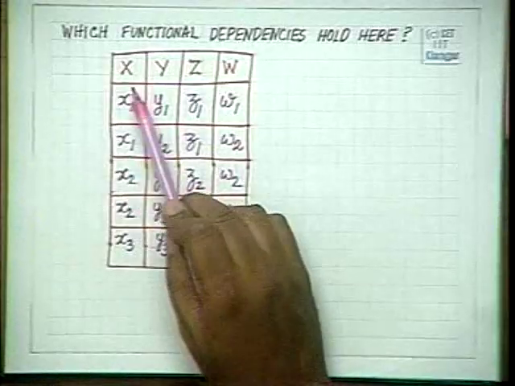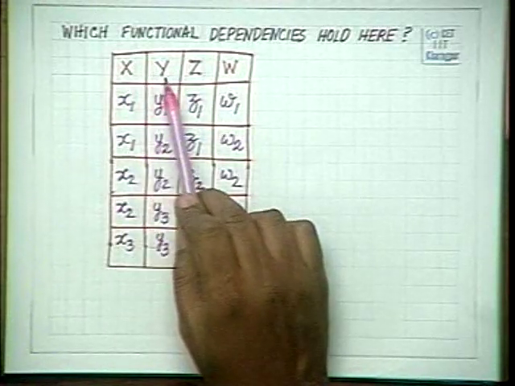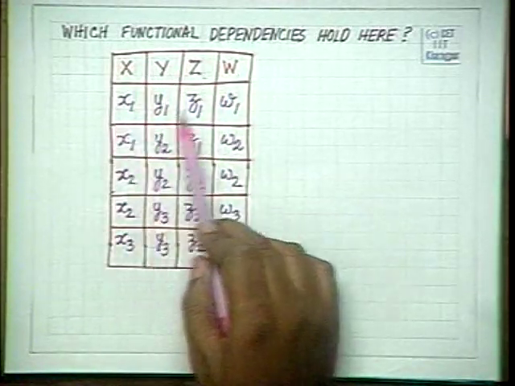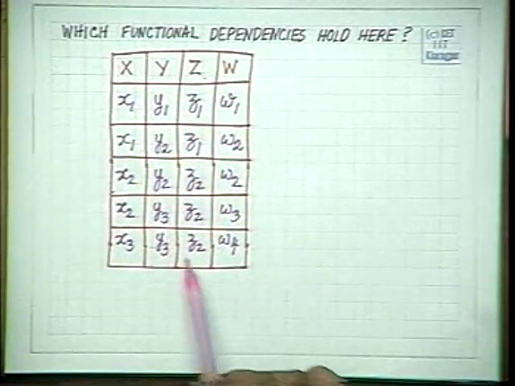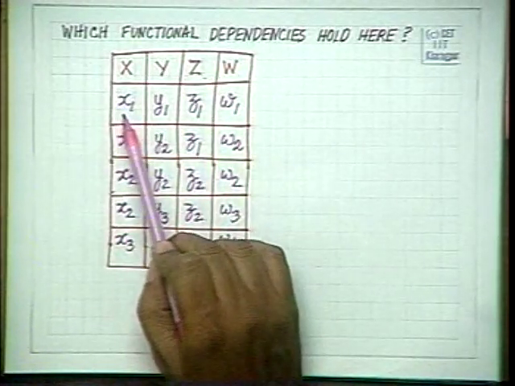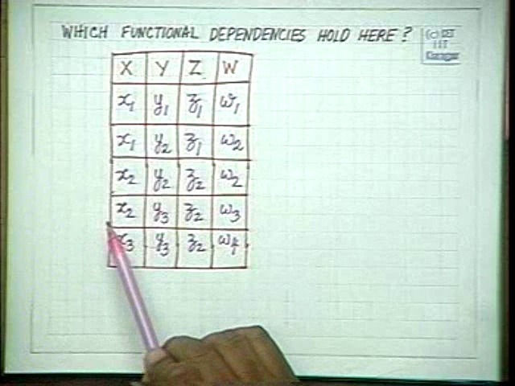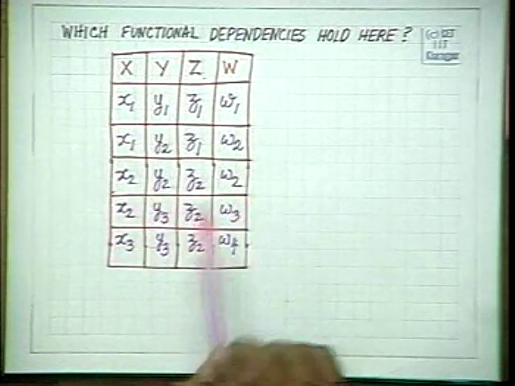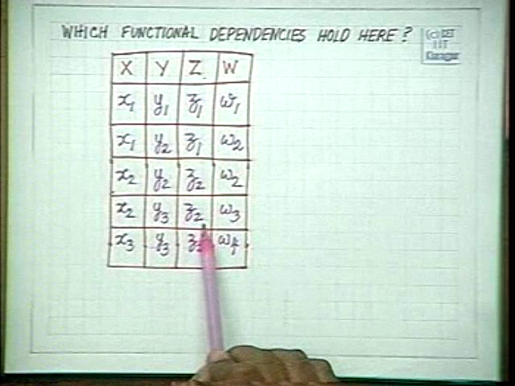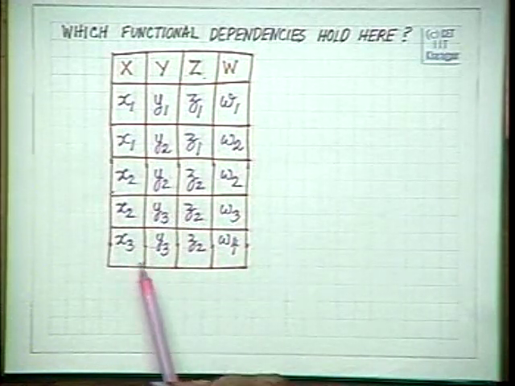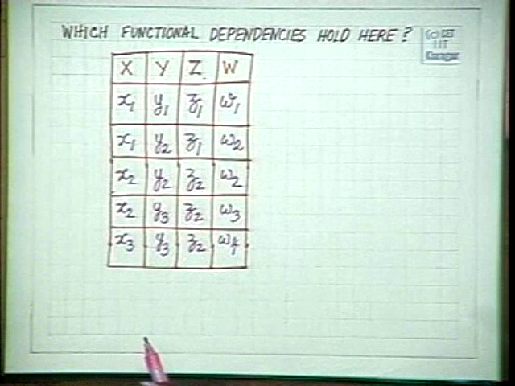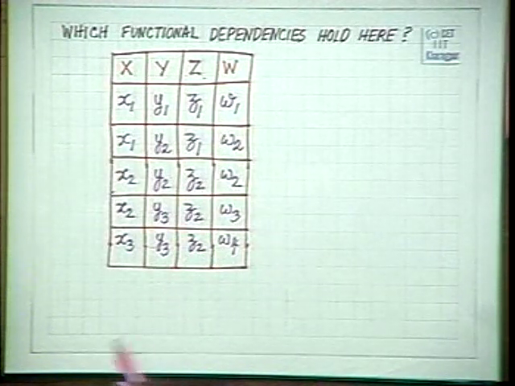Finally, let us see a table. This is a relation with attributes x, y, z and w, and these are the instances on the table. The first tuple is x1, y1, z1, w1, the second tuple is x1, y2, z1, w2, the third tuple is x2, y2, z2, w2, the fourth is x2, y3, z2, w3, and the fifth is x3, y3, z2 and w4. The question is, which functional dependencies hold here?